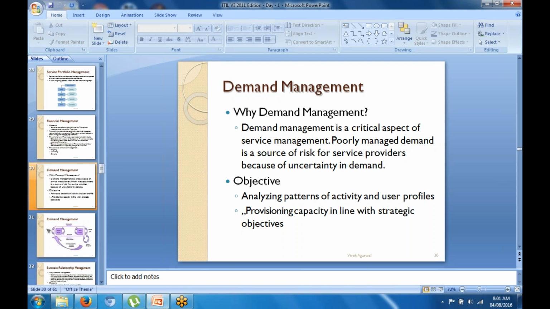Demand management is a critical aspect of service management. Poorly managed demand is a source of risk for service providers because of uncertainty in demand. This ad hoc demand is not always certain, it is uncertain, and we have to cater to it. So it means analyzing patterns of activity and user profiles, and provisioning capacity in line with strategic objectives.